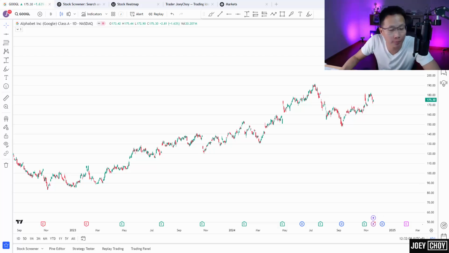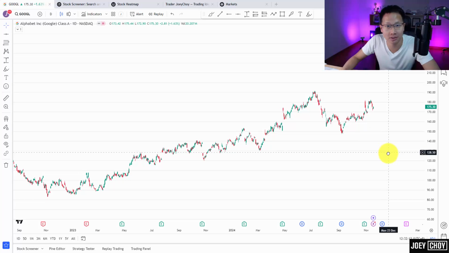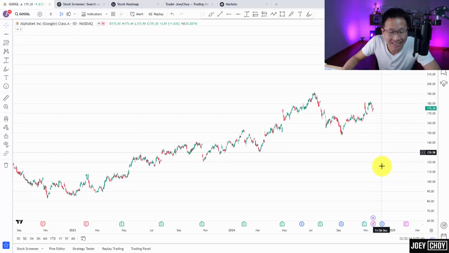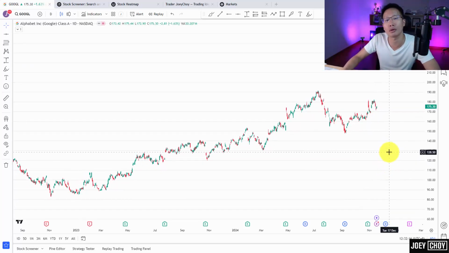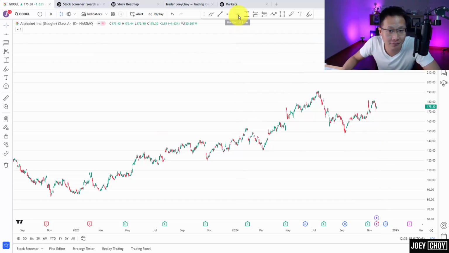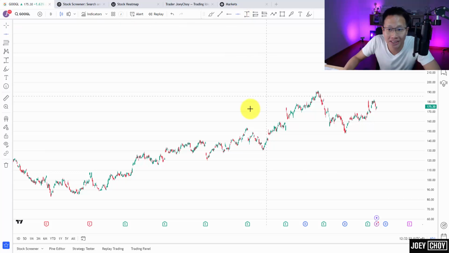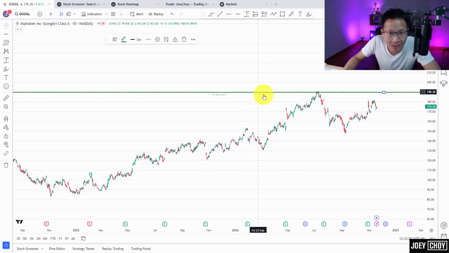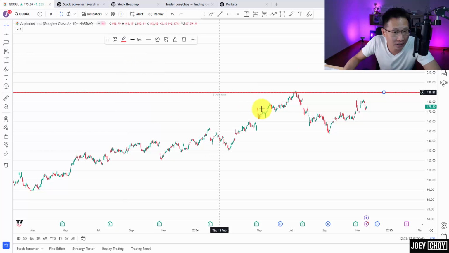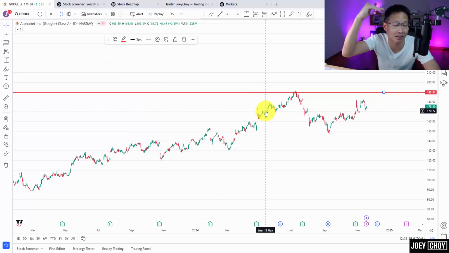So this is Alphabet, stock code GOOGL, one of the popular top tech stocks in the US market, about 175. Let me draw what we call horizontal support and resistance levels, and after drawing them, let's see what we can do with them in terms of entry and exit. Right over here, that would be a resistance level. Let me turn it to red in color. Resistance would be red. That's where selling came back previously.